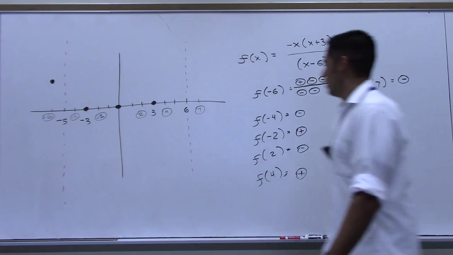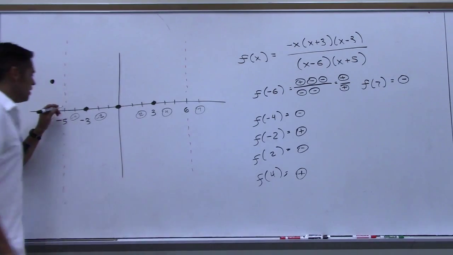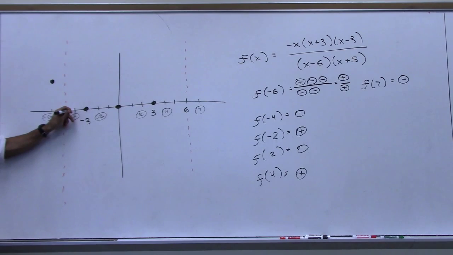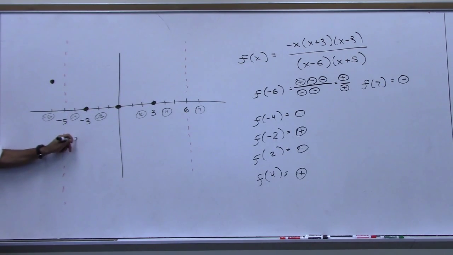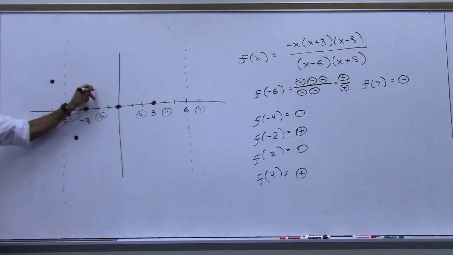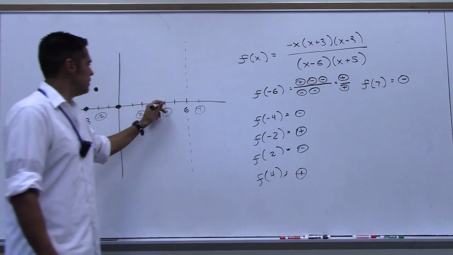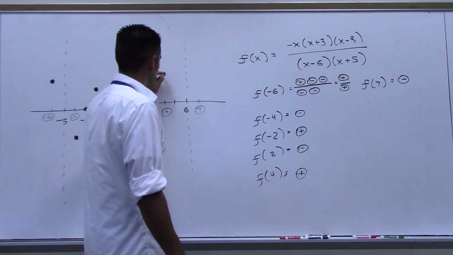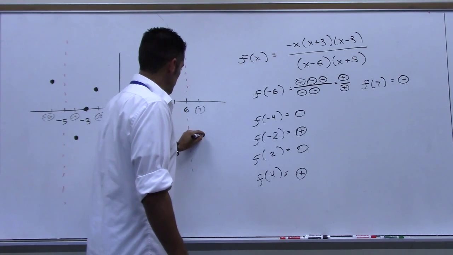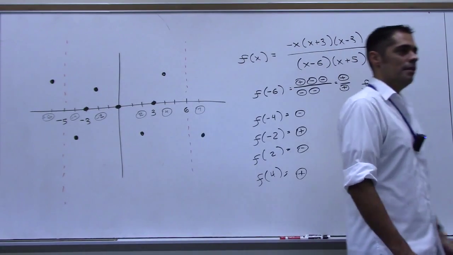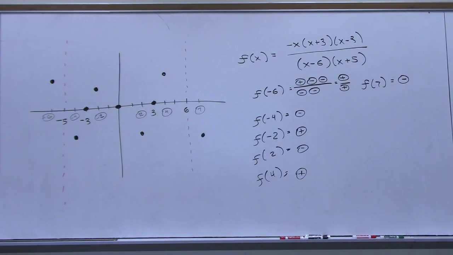Okay. So you get over here at -4, I need to put a point anywhere below, right? At -2, I've got to put a point above. At 2 below. At 4 above. And at 7 below. And that should be enough for us to draw the picture.